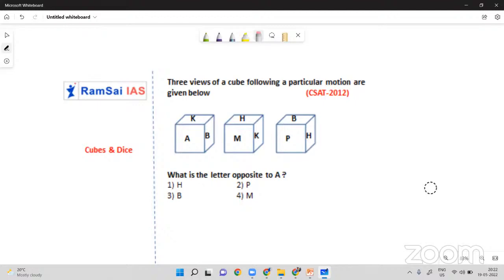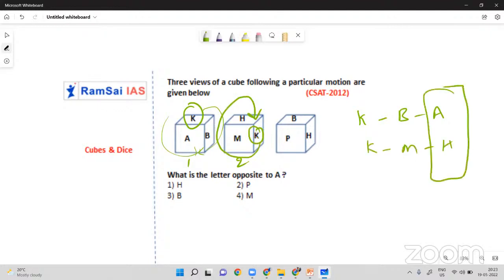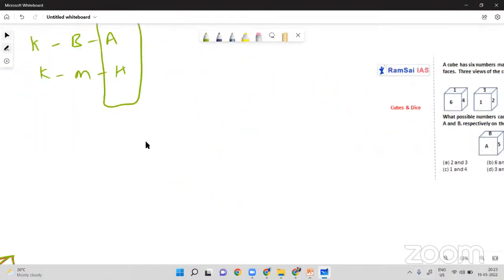So you can consider first and second views. Here K is in common now. Either you can go clockwise direction or anti-clockwise direction, but don't mix the two. So write them in clockwise direction, K, B, A. And for this, where is K? K is here. From here, clockwise direction means K, M, H. So opposite of A will be H. Option A will be the answer. This simple the model is. And it was asked in 2012.